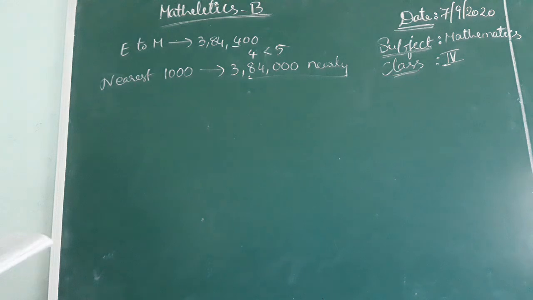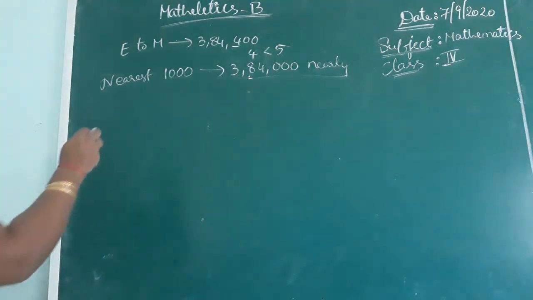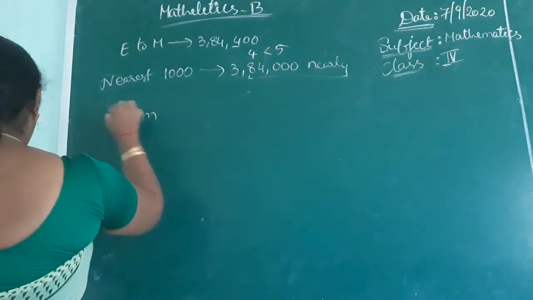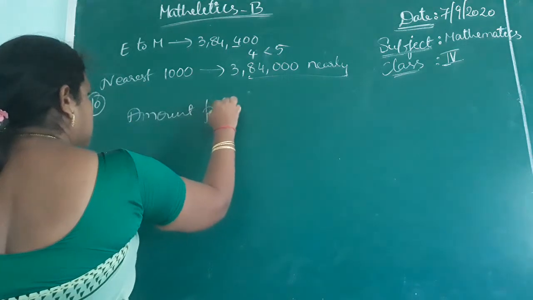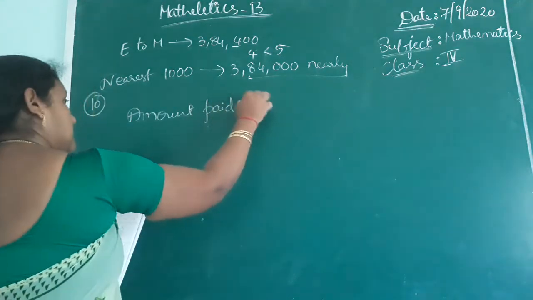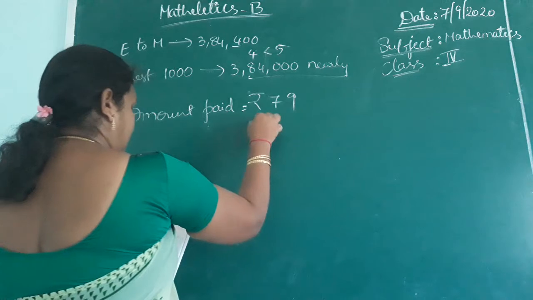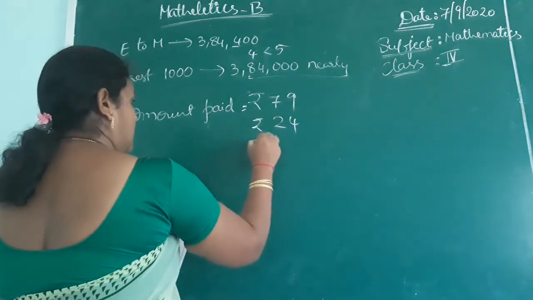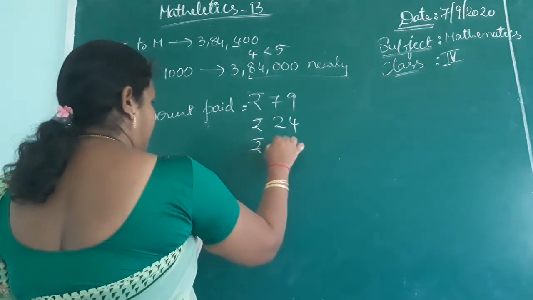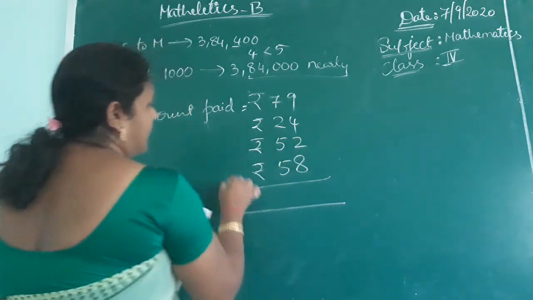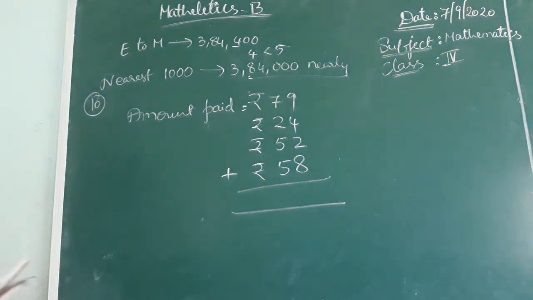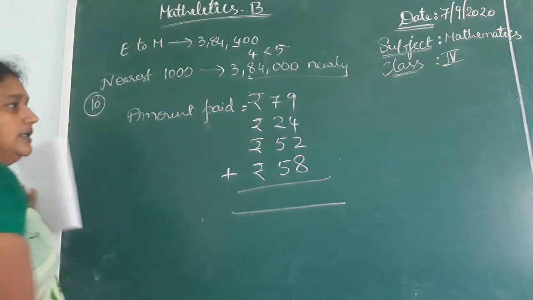You have to go to buy materials for school. Maths book 79, geometry box 24, box of CDs 52, water bottle 58. These are the articles we spent money on for materials. If you add, what will you get?